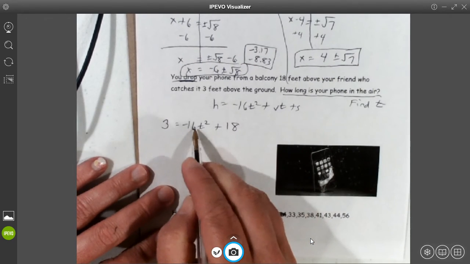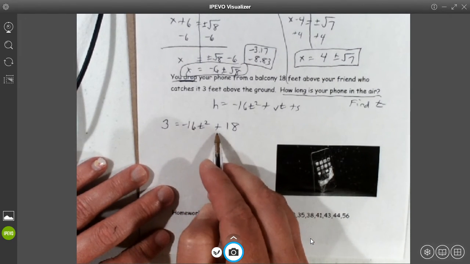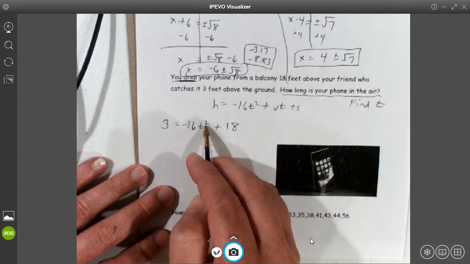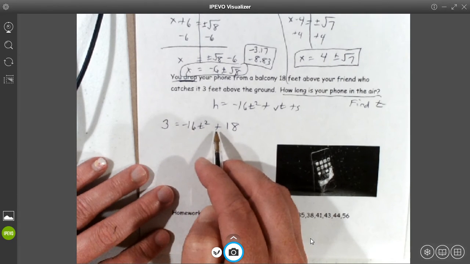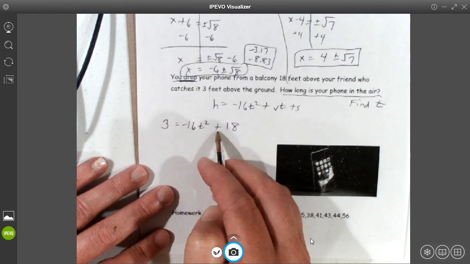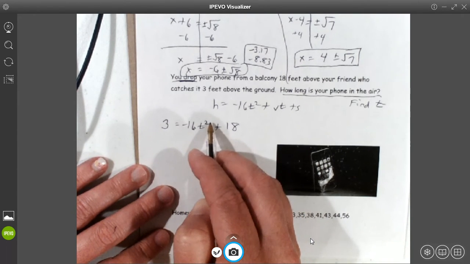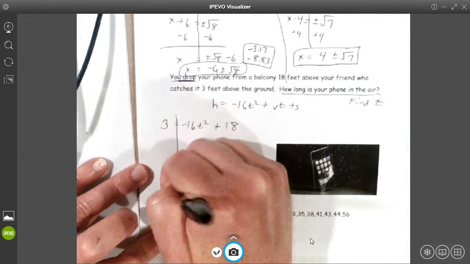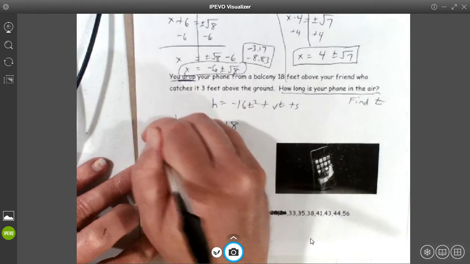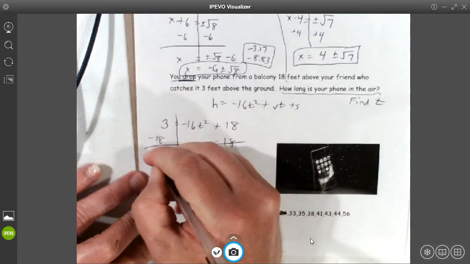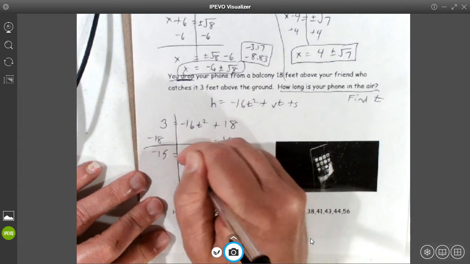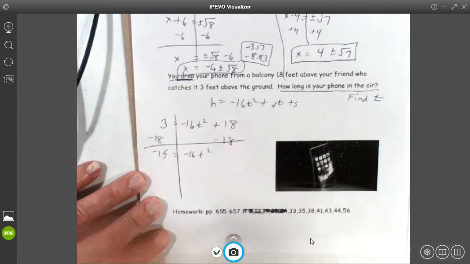So again, I've got multiplication, I've got an exponent, and I've got addition. Order of operations would say exponent, multiplication, then addition. Solving this, we rewind that. So we're going to do addition, multiplication, exponent by doing the opposite. The first thing I'm going to do is subtract 18. That gives me -15 equals -16t squared.